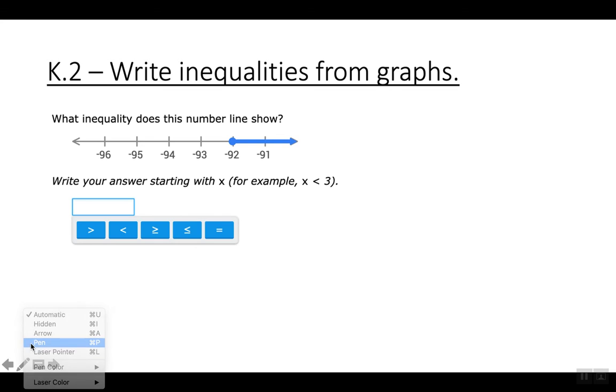Apparently all the ones they gave me when I took these screenshots were greater than. Okay, so here x is greater than or equal to negative 92.